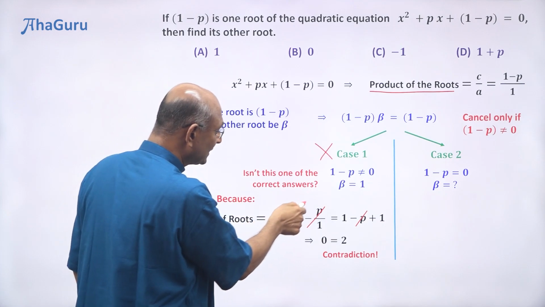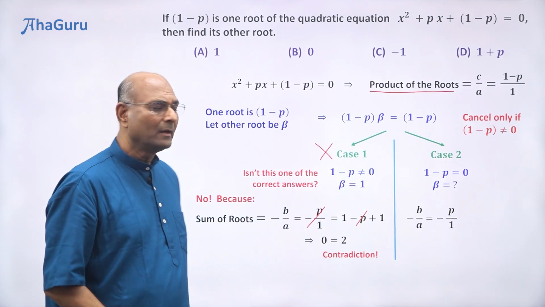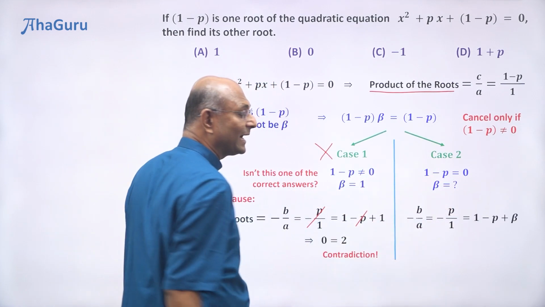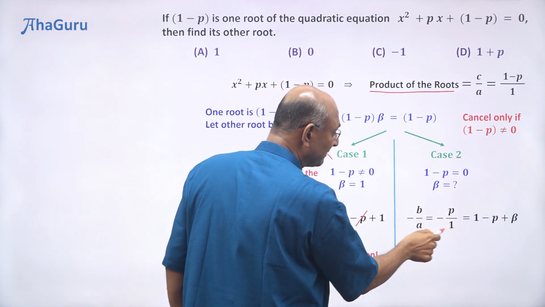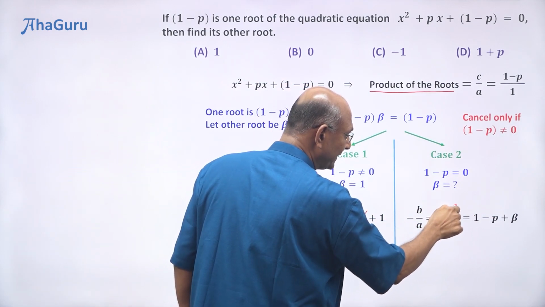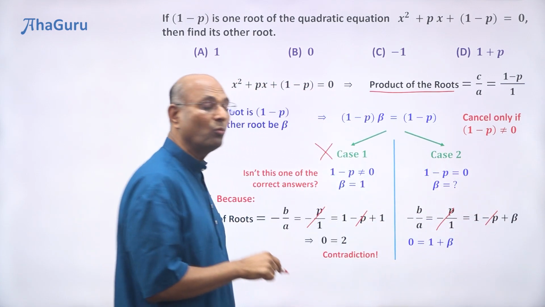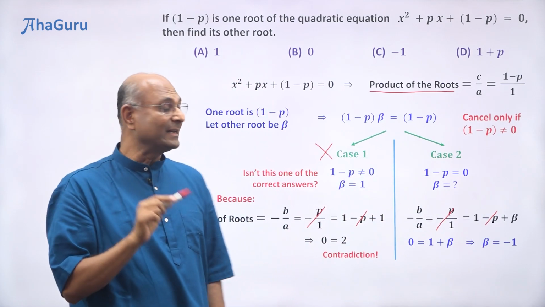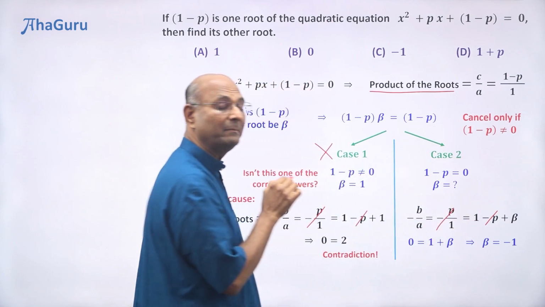So what is the sum of roots? Well, minus b by a, it is minus p by 1. But what is the sum of roots here? 1 minus p plus beta. I don't know what beta is. But this is minus p. That is minus p. I can cancel that out. So I'm going to get 0 is equal to 1 plus beta, which means beta must be minus 1. So I found out that the second root must be minus 1.